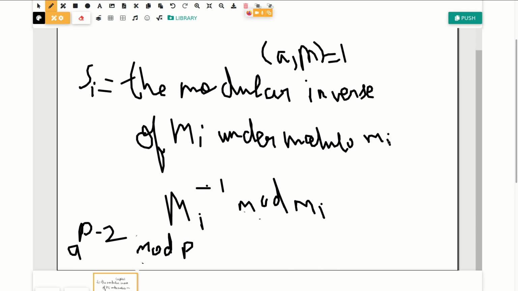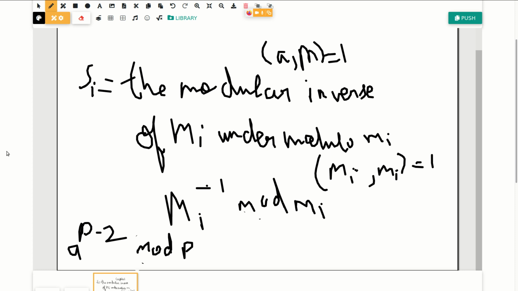For capital Mi, the modular inverse under small mi would exist because capital Mi is the product of all the mi's except the small mi. And we can easily see that the GCD of capital Mi and small mi is always equal to 1 because all the small mi's are pairwise co-prime. And hence the product of all the mi's except any one of the mi's is co-prime with that small mi. Did everyone get what I meant just now?